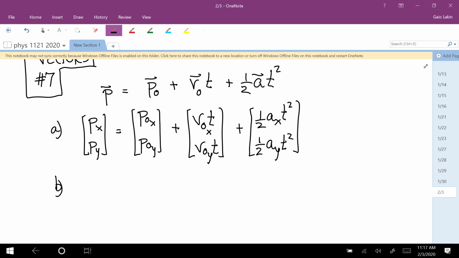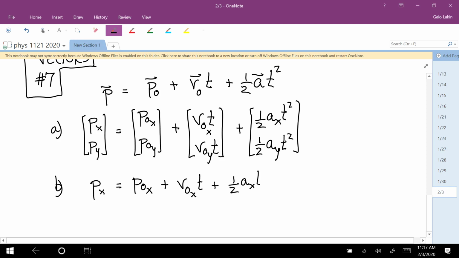And so now we can separate this up into two totally independent equations. The first one says px is equal to p0x plus v0xt plus 1/2 ax t squared. And the second one says py is equal to p0y plus v0yt plus 1/2 ay t squared.